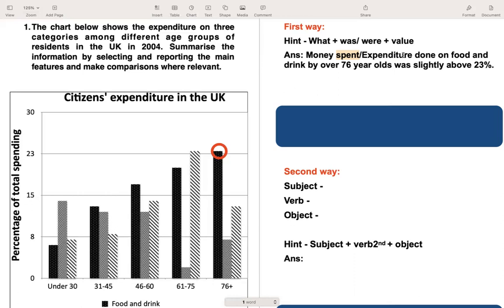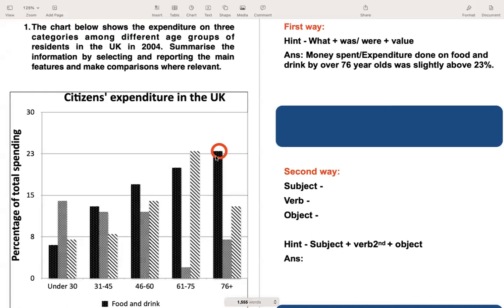Now, if your question is why it's the third form, it's because this is not my verb here. I'm telling you "money spent." It's like saying the money which is spent. I'm not making a sentence here. I'm telling you what this is. This is money spent, money which I spent.